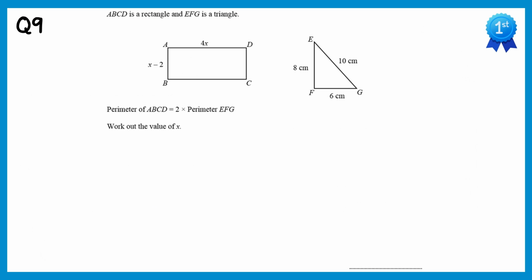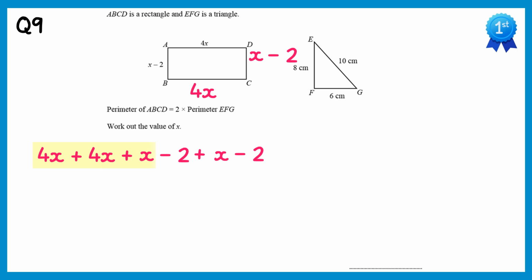The missing sides of this rectangle are 4x and x minus 2. So if we do the perimeter of this rectangle, we do 4x, add 4x, add x minus 2, add x minus 2. We can simplify this by collecting the x's. Here we have 4 and 4, which makes 8, and another 1 and another 1, which makes 10x. We then have negative 2 take away 2, which is negative 4. So this is the perimeter of the rectangle.